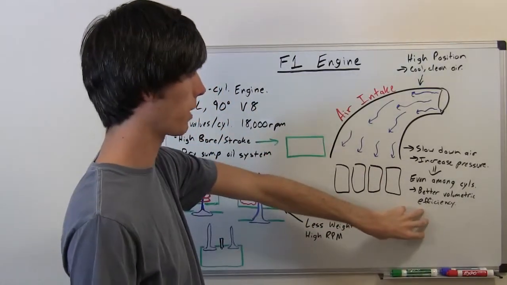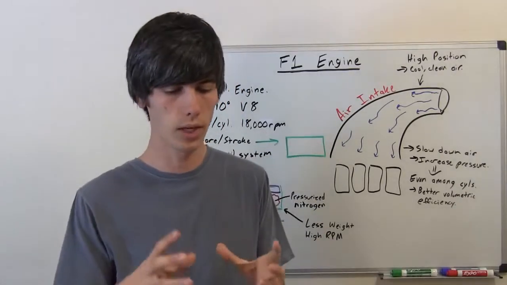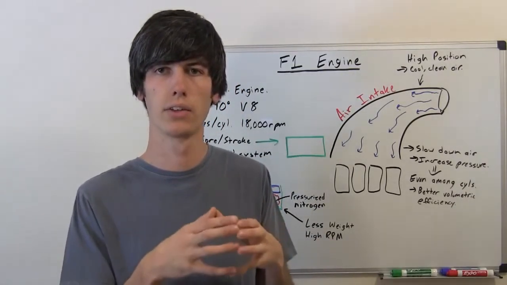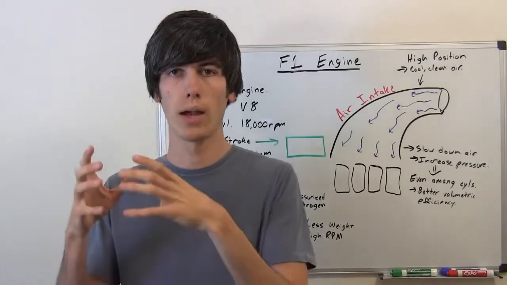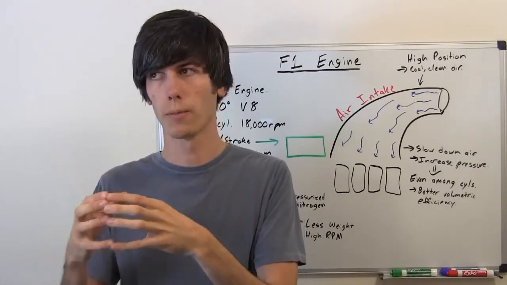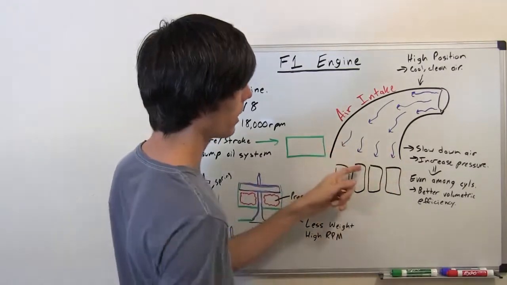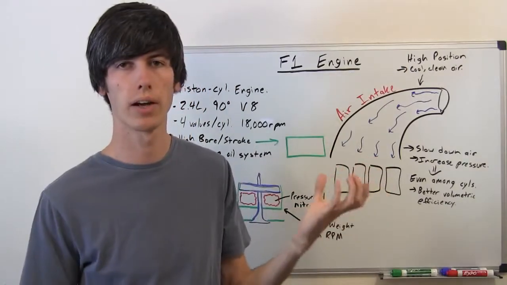So what do I mean by better volumetric efficiency? Well, volumetric efficiency is a ratio of how much air you have in that cylinder compared to if you had the same size cylinder of air at atmospheric pressure. Now, because you've got your piston and it's sucking in the air as it moves down, it's trying to pull in the maximum amount of air as possible.